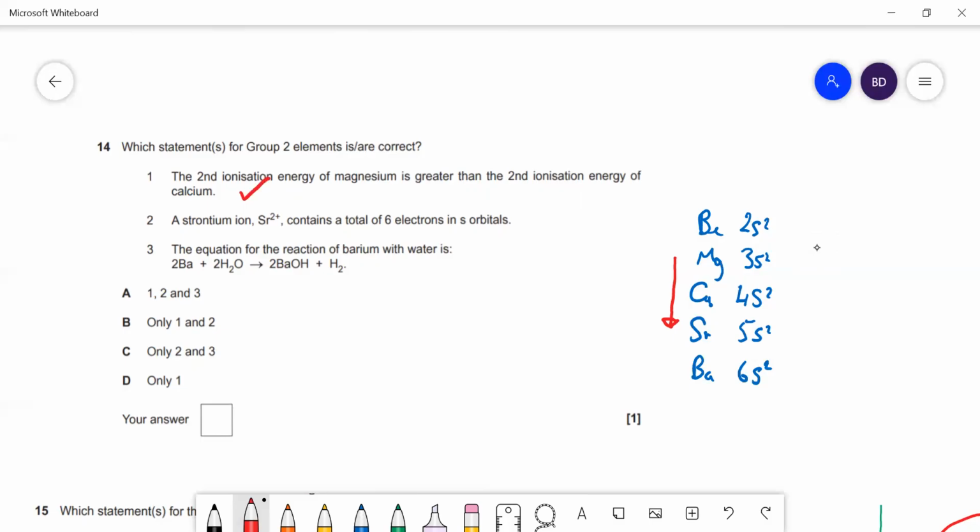A strontium ion contains a total of 6 electrons in s orbitals. Okay, so strontium is 5s. All right, strontium ion, well, we'll lose those 2, of course, but it's got electrons in 1s, 2s, 3s, and 4s. So it's got 8 electrons. So that is wrong. And the equation for the reaction of barium with water, well, this is wrong because of course barium hydroxide. Barium forms a 2+ ion as they all do, so it's going to be Ba(OH)2. So it's only 1 that is correct. So it's D.